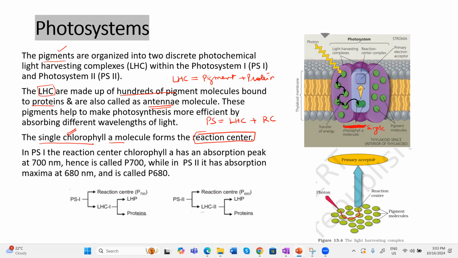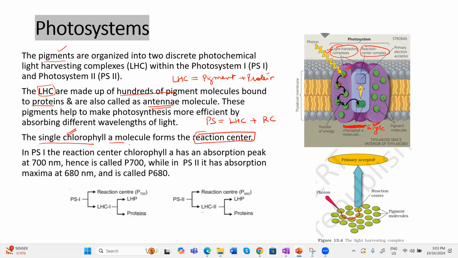So see here in this diagram, this is the light harvesting complex, and these purple color parts you can check are proteins where the green color pigments are present. So pigments bound to protein make the light harvesting complex. And see, this is your reaction center complex, which has a single molecule of chlorophyll A, because this is the one which is going to do the reaction.